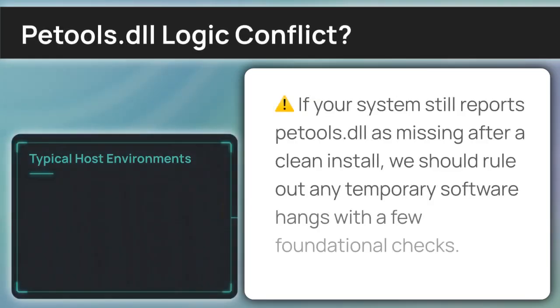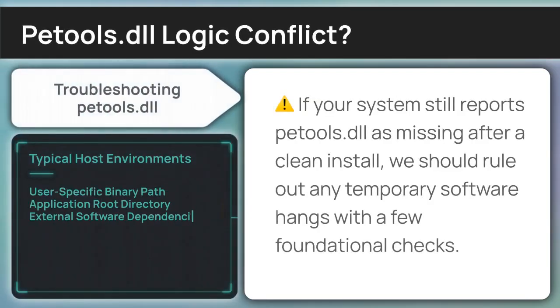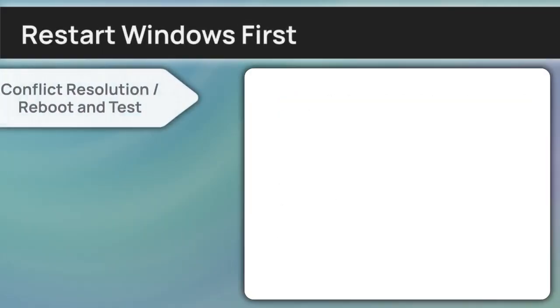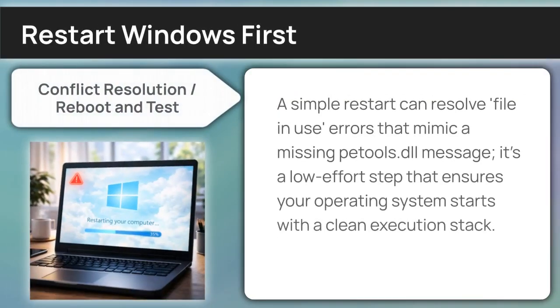If the redistributable repair didn't resolve the pop-up, the next logical step is to analyze the local environment for process conflicts. A quick system restart is a practical way to ensure that all shared libraries, including Petools library, are being loaded correctly into the current session's memory.